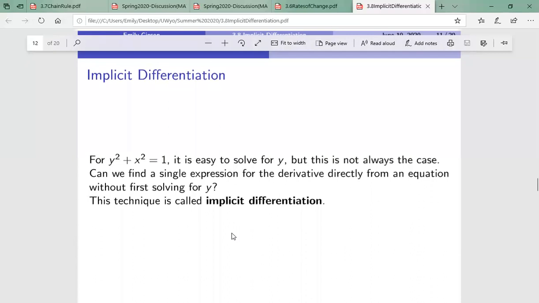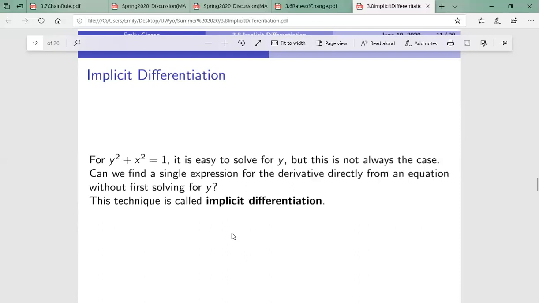Now, for y squared plus x squared equals 1, it's pretty easy to solve for y, but this is not always the case. Sometimes things are more jumbled up. Maybe we have cosine of x times y equals x squared plus y squared. There's nothing we can do to separate our x's and our y's from one another. So can we find a single expression for the derivative directly from the equation without first solving for y?